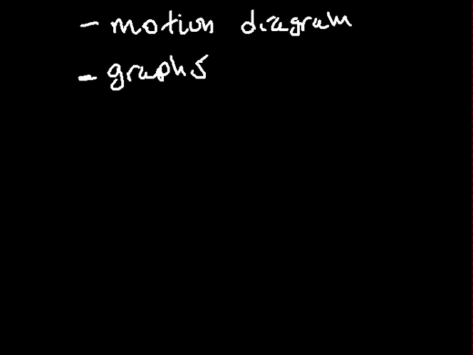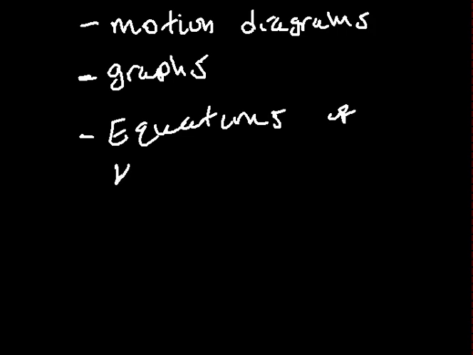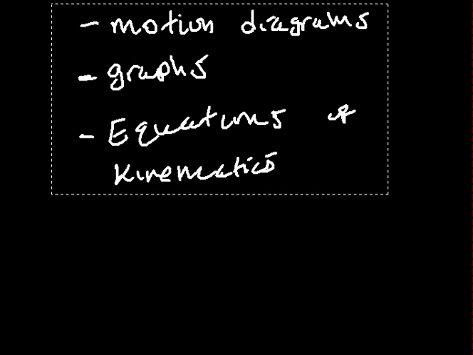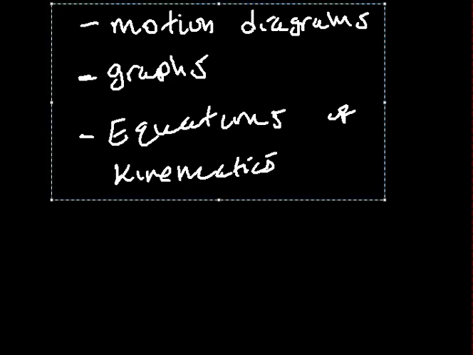Now, apart from using the graphs and the motion diagrams to describe the motion of the object, you can also use what we call the equations of kinematics. So what are the equations of kinematics? You need to understand that the motion of the object can be analyzed using the equations of kinematics under the assumption that the object is moving at a constant acceleration.